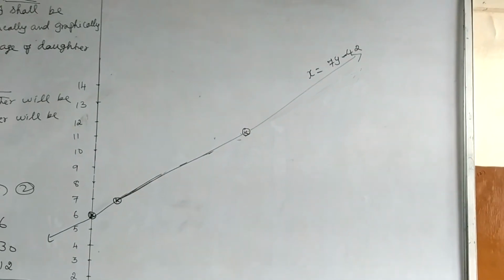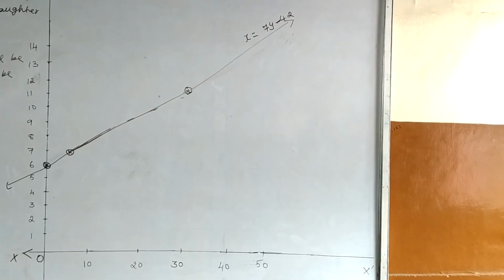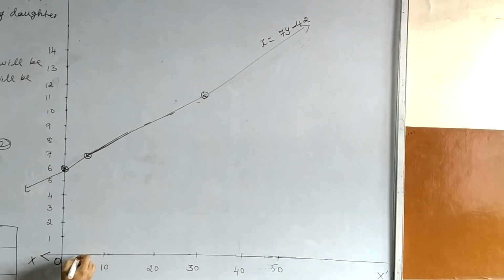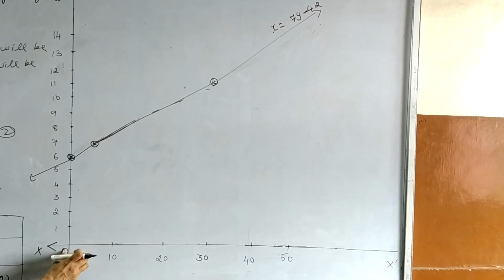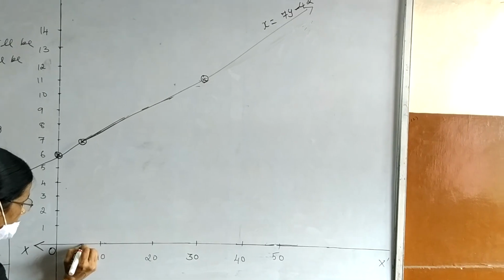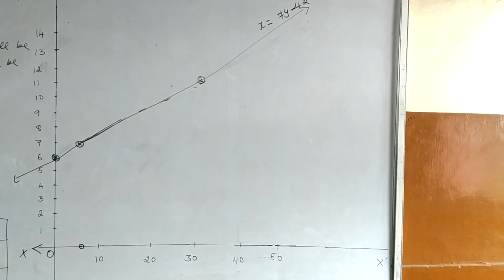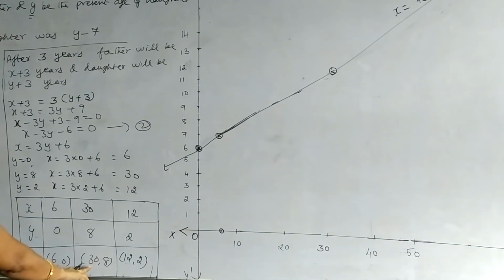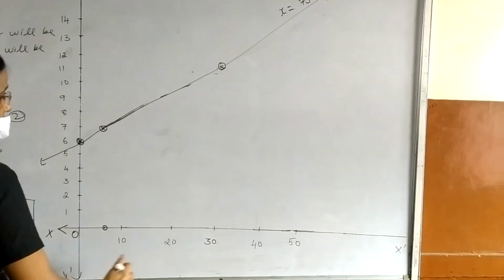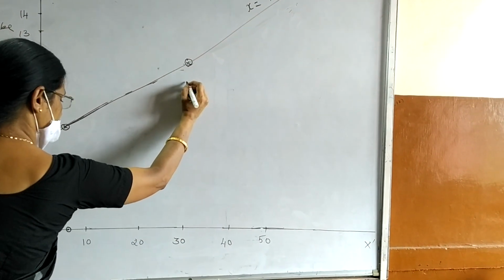Similarly, we are going to plot the second table. When x is equal to 6, y is equal to 0. x equal to 6 is the sixth smaller line after 0 on the x-axis, and y is equal to 0. The second pair of points, x is 13 and y is equal to 8. x is 13 and y is equal to 8.